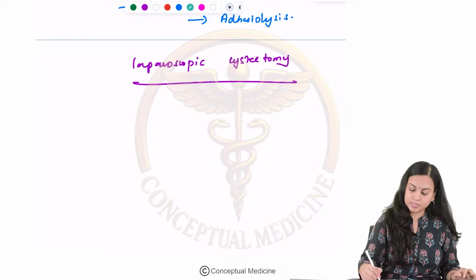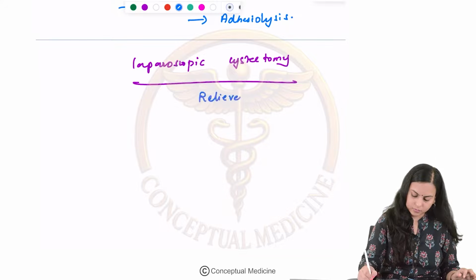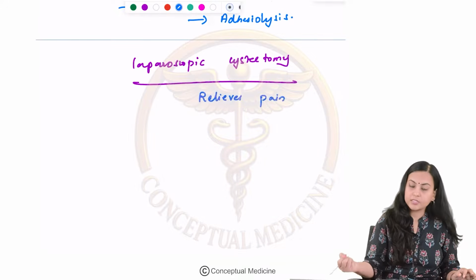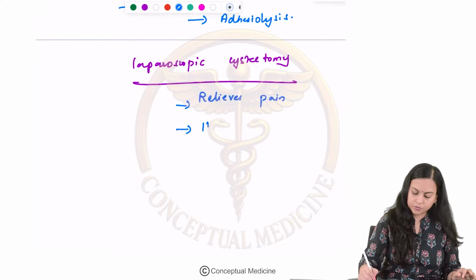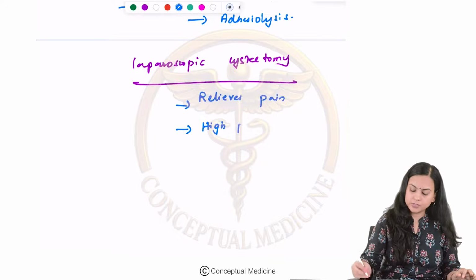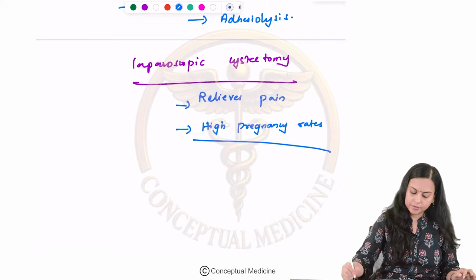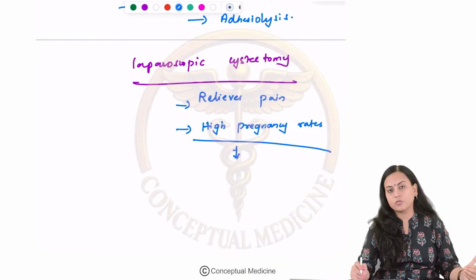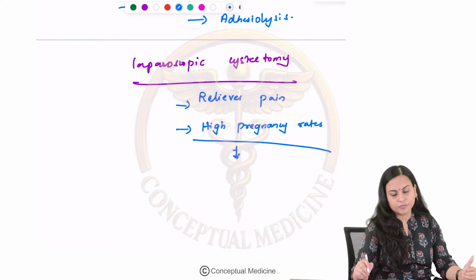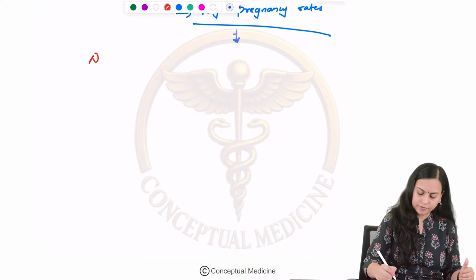This laparoscopic cystectomy relieves pain and the fertility rates will be improved after cystectomy, and also you will be able to see high pregnancy rates within 6 months. However, destruction of ovarian cortex will also be there. So, the ovarian reserve will be reduced in these patients. That is one side of it. Clear? Right.